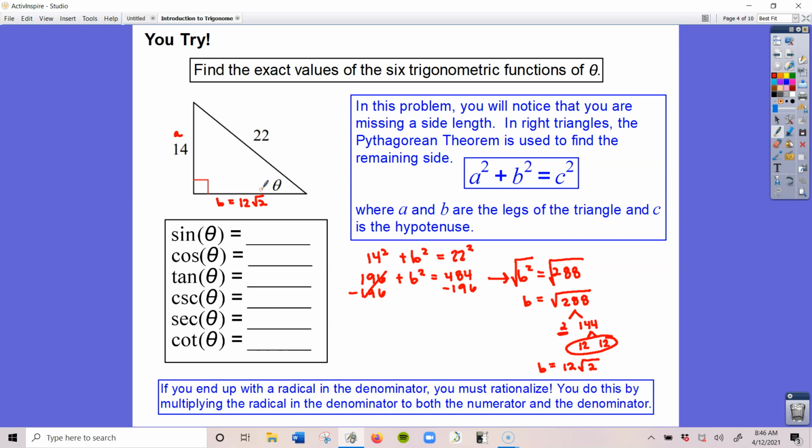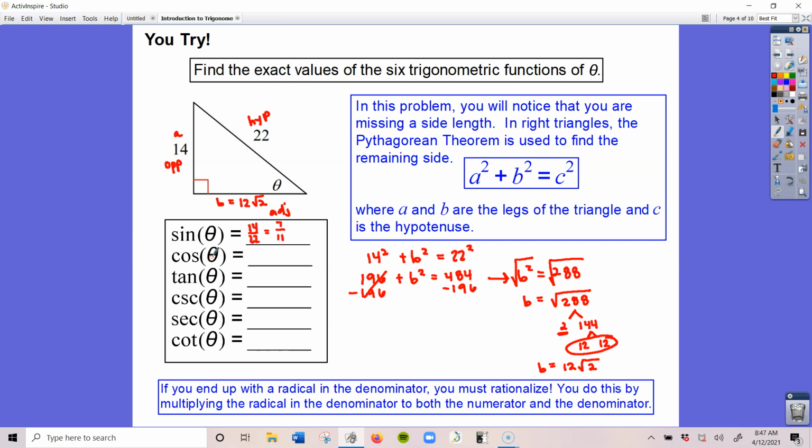Now I'm going to label what is opposite, adjacent, and the hypotenuse. Here's my angle. The side directly opposite is the opposite side. The one that is directly across from the 90 degrees, this is my hypotenuse. And then b, which I solved for, this is my adjacent side. And now we're ready to find our trigonometric ratios. Sine is opposite over hypotenuse, so 14 over 22, both of which can be simplified by 2, so that would give me 7 over 11.